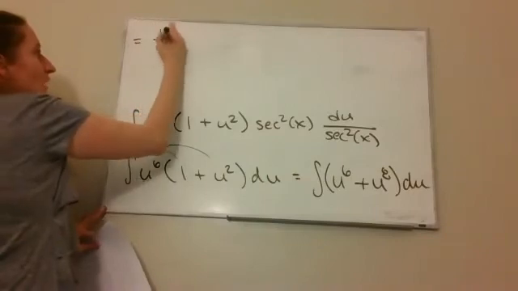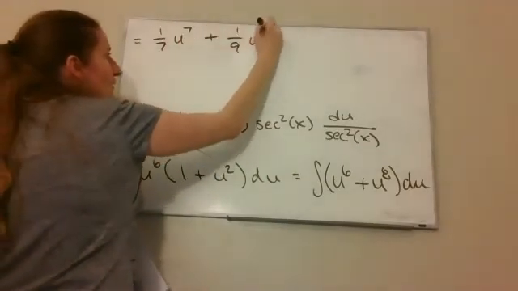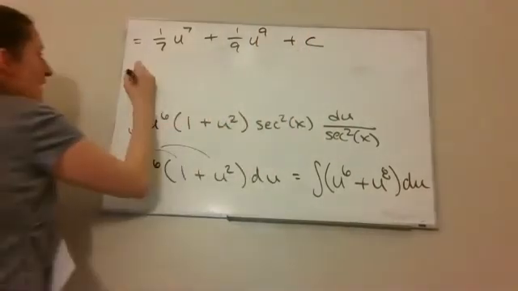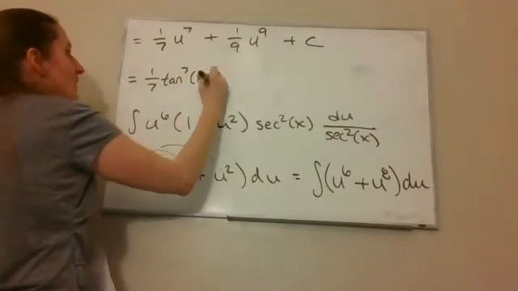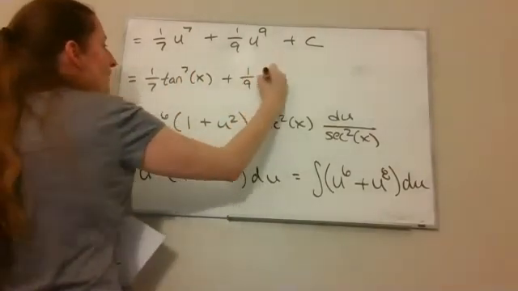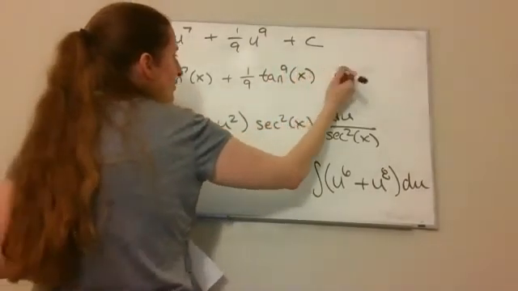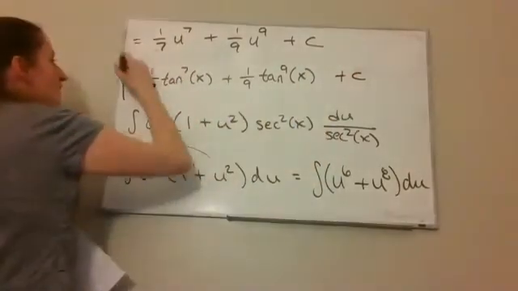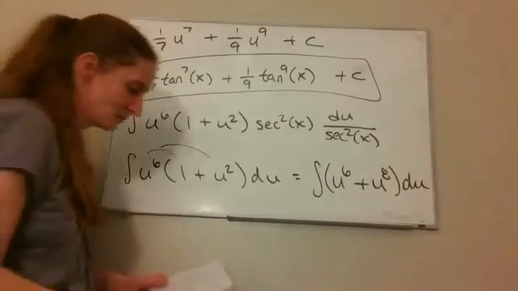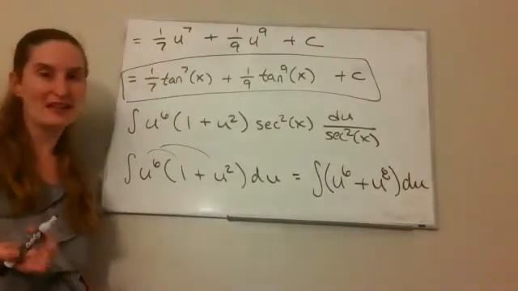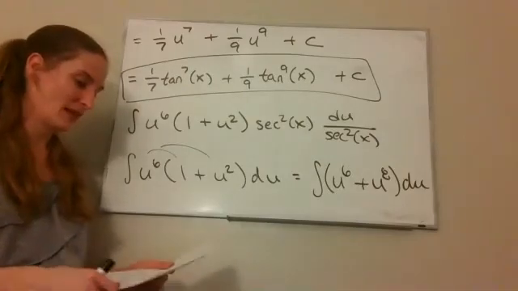The power rule gives us 1/7 u to the 7th plus 1/9 u to the 9th plus c. And then when I just plug my tangent of x back in, I get 1/7 tangent to the 7th of x plus 1/9 tangent to the 9th of x plus c as my answer. All right, so that one wasn't too bad either, as long as you know your trig identity. If you don't know the trig identity, you end up getting a little bit stuck.